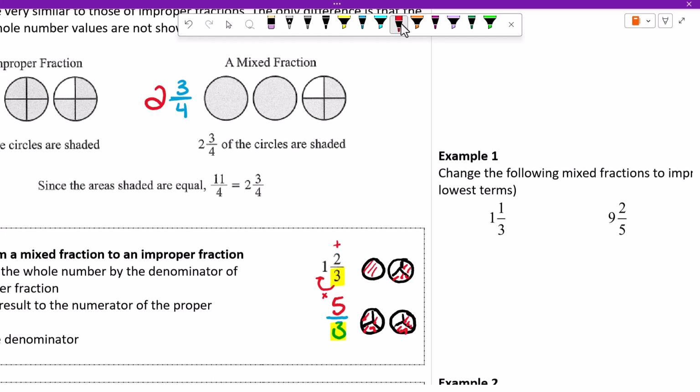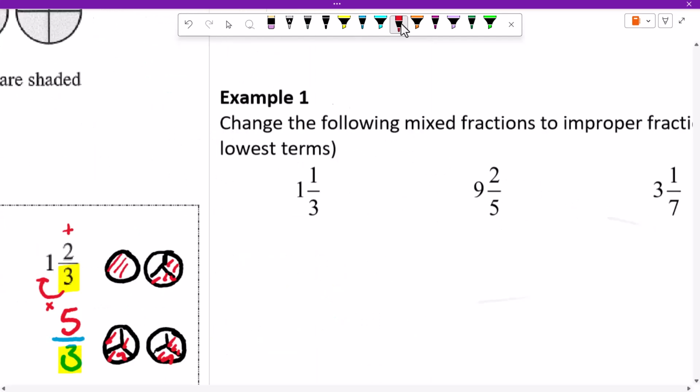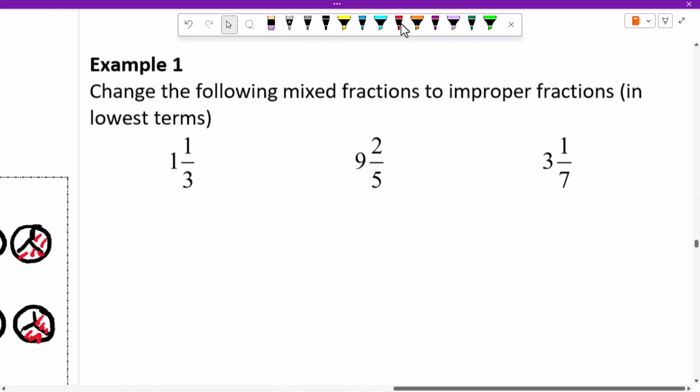Is that okay? So you're just going to memorize this: you multiply, then you add. The size of the pieces doesn't change. All right, so let's practice this over here. Let's work our way across here.